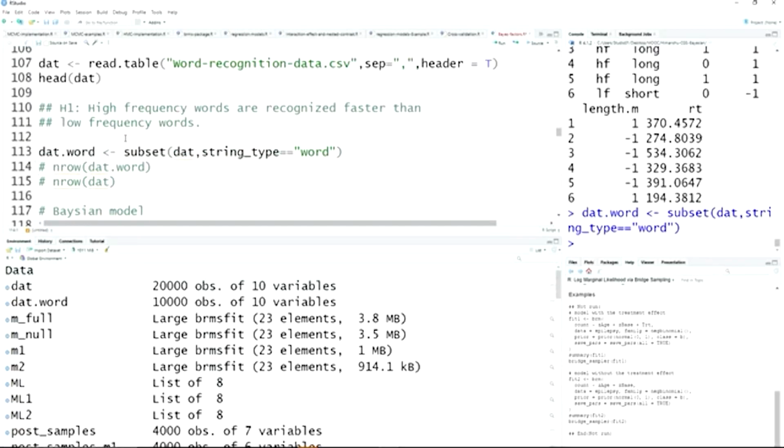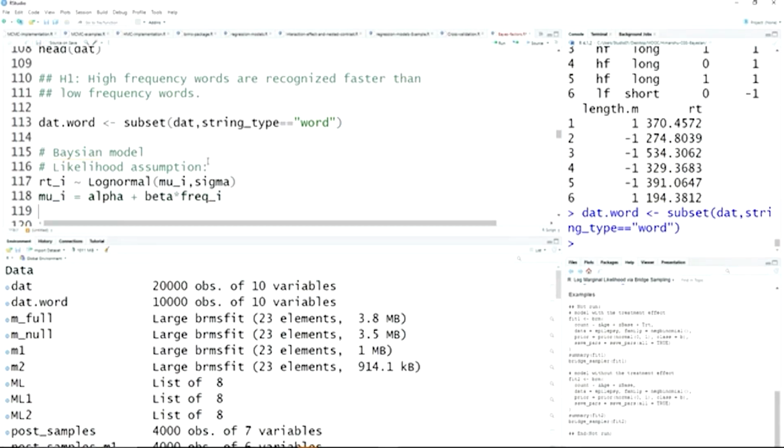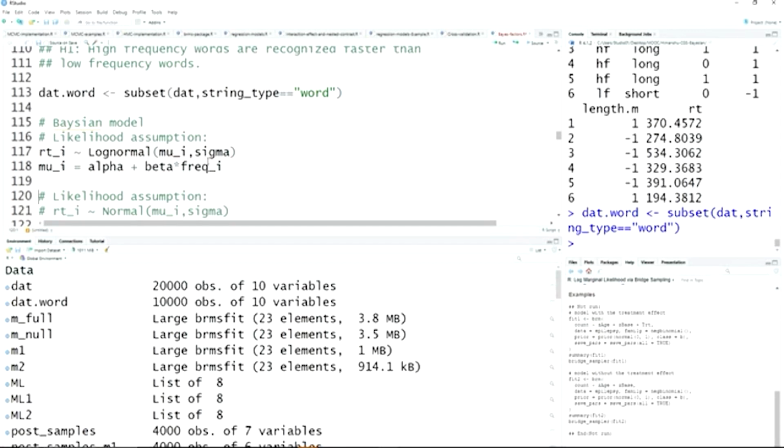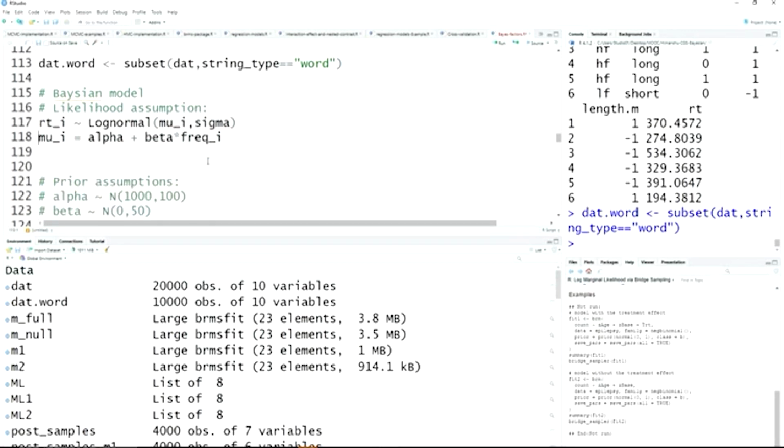First, we separate out words from this data set and then construct this Bayesian model. Let us call it the lexical access hypothesis model, right? So this model assumes that recognition time for the ith word comes from a log normal distribution with parameters mu_i and sigma, such that mu_i is equal to alpha plus beta times frequency of the ith word. Okay, so let us call it the lexical access model.